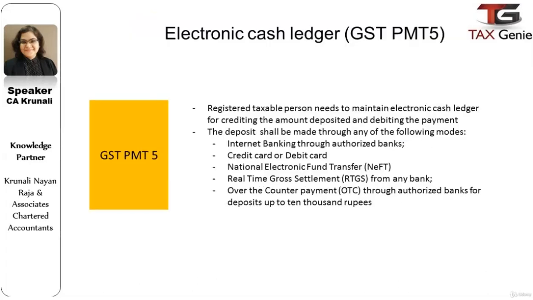Lastly, we will discuss the cash ledger. This ledger will reflect all the deposits made in cash and TDS or TCS made on account of the taxpayer. This ledger can be used for making any payment on account of GST. Unlike any other ledgers, this ledger needs to be maintained by all the registered taxable persons in electronic form for crediting the amount deposited and debiting the payment.